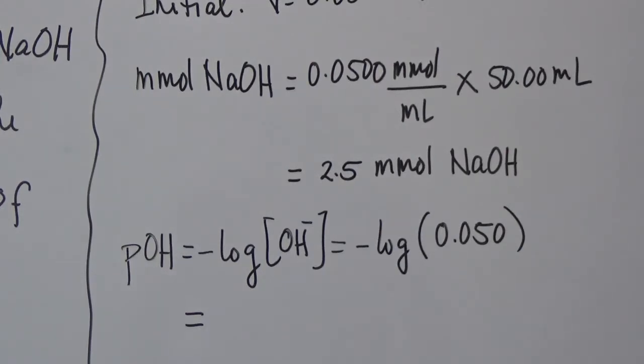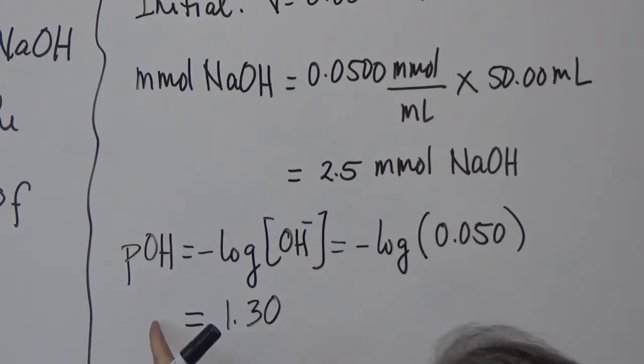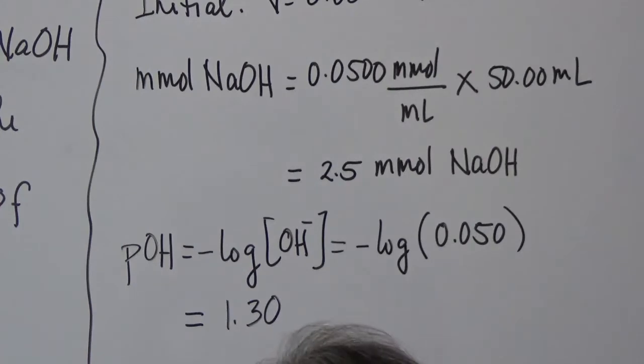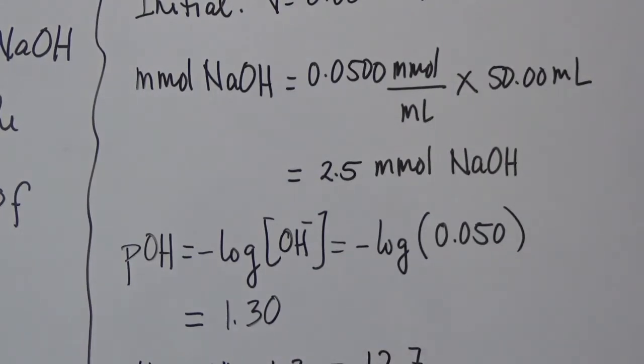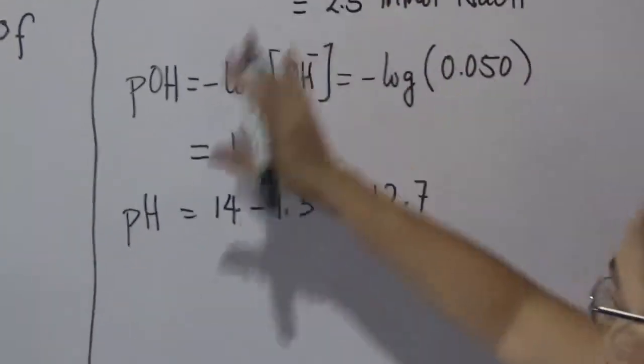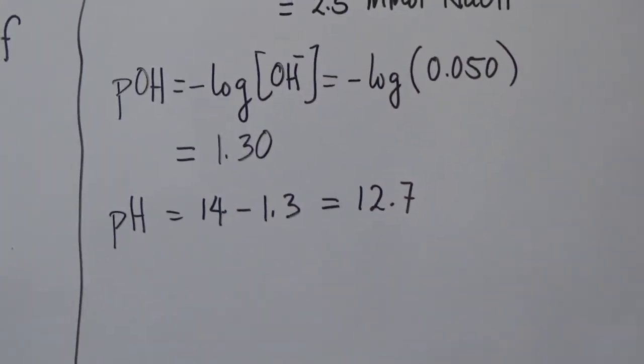That is 1.30. That is pOH. So since we have to determine the pH, pH will be equal to 14 minus 1.3, and that is equal to 12.7. Okay. So the pH of the analyte originally, before hydrochloric acid is added into it, is 12.7. That's the pH at initial condition.